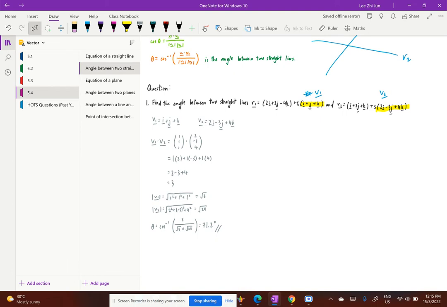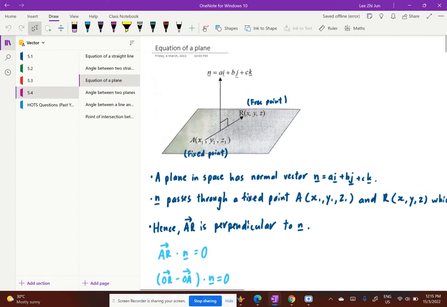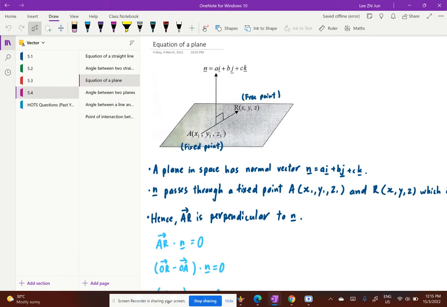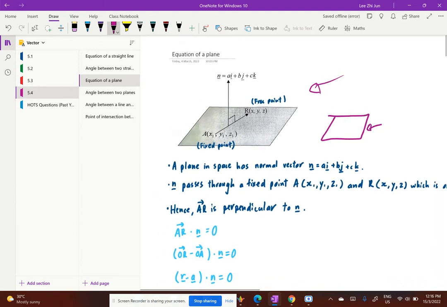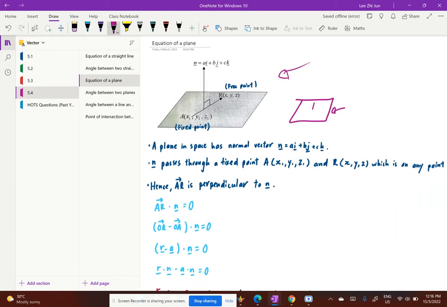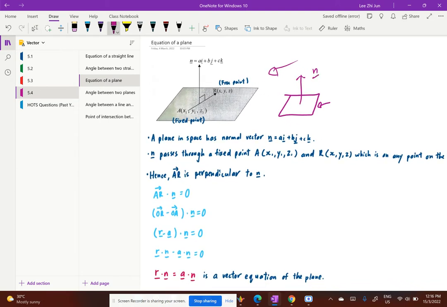Okay, so it's the end of the study of the line. So next we will go to the study of the plane. Yeah, equation of a plane. So the plane is this rectangular thing. You just imagine this diagram in 3D form, and this plane is lying on the surface. So each plane has a normal vector, and n is the normal, which is perpendicular to its plane.